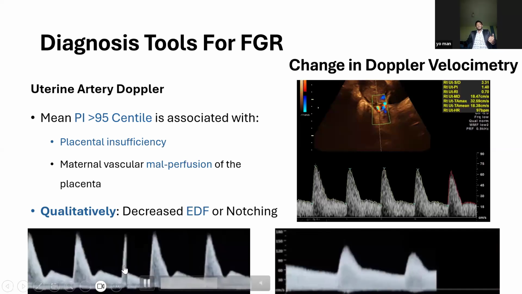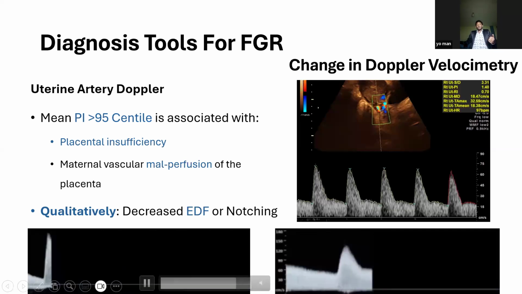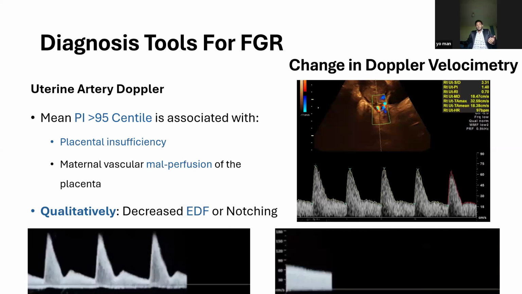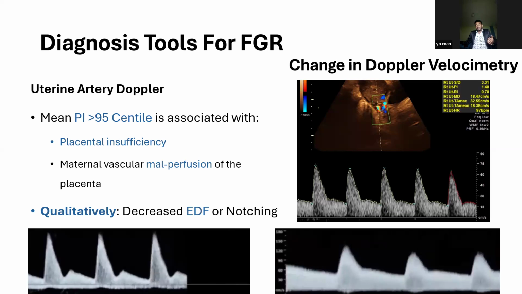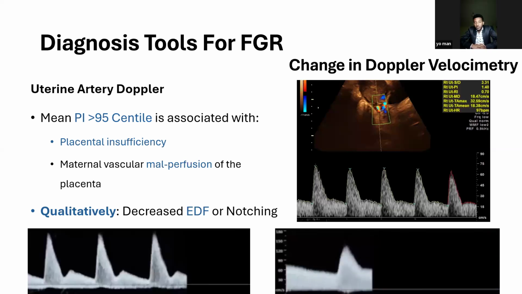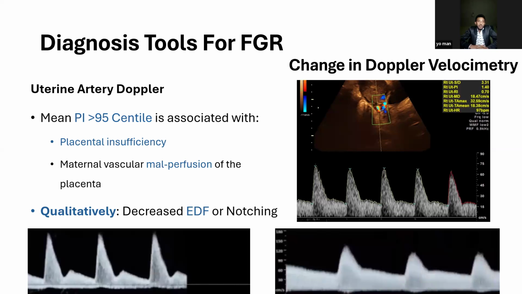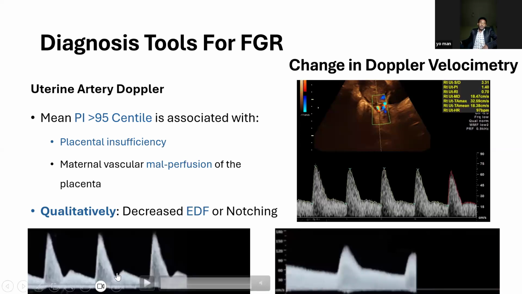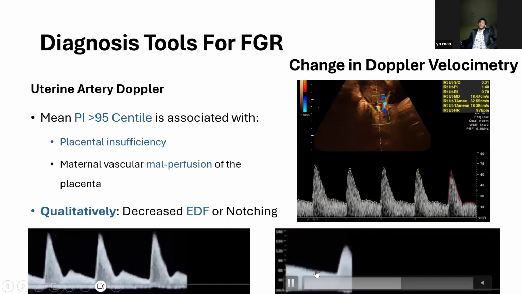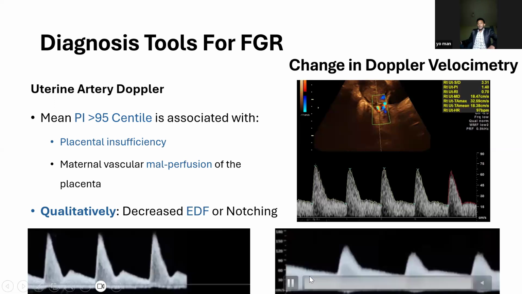This is a waveform of the umbilical artery, which could be normal if the mother is not pregnant, and which could be normal if the pregnancy is below 10 weeks or 12 weeks of gestation. But after that, we are not expecting the notching, which will be seen in early diastolic flow here. So eventually, as I told you before, as the pregnancy progresses, the diastolic flow will become higher.